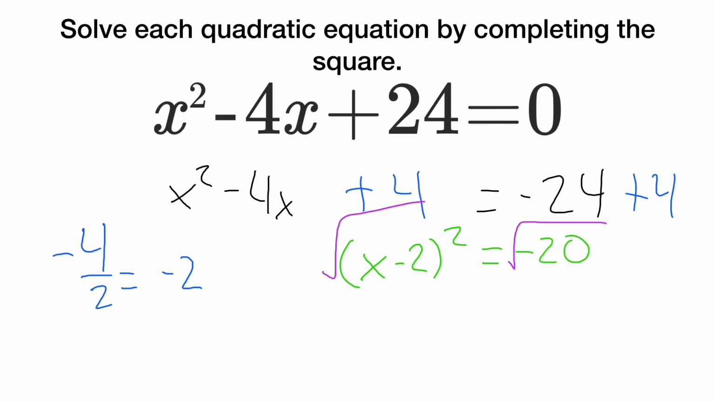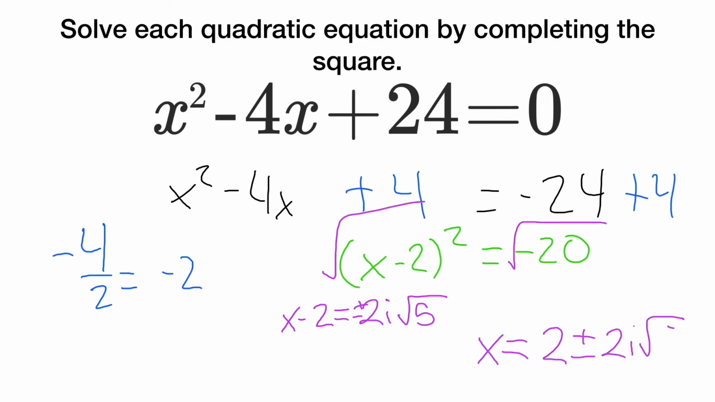Then I square root both sides. x minus 2 equals, the square root of negative 20 is going to be a little bit harder. That ends up becoming the same as negative 1 times 4 times 5. So that becomes 2i square roots of 5, and that's plus or minus. Now, because we can't factor it out at all, it just becomes x equals 2 plus or minus 2i square roots of 5. And that's our final answer.